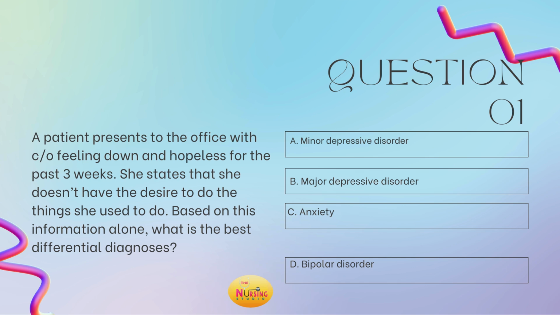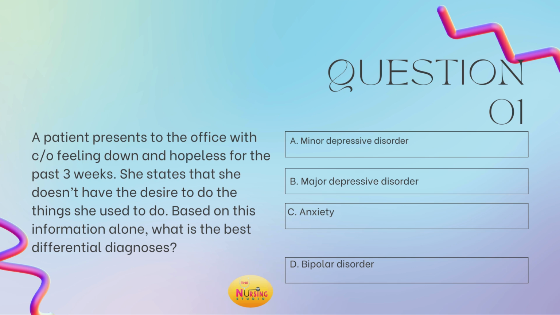All right, I always recommend reading the stem of the question first, so it allows you to slow down to ensure you're answering what is even being asked. So here, the stem of the question states, based on this information alone, what is the best differential diagnosis? So if they're asking for a diagnosis, you want to run it back and look at the assessment findings so that you're able to walk through and come up with your differentials, right? So the patient came into the office and complained of feeling down, hopeless for the past 3 weeks. She doesn't have any desire to do things that she used to do, right? So we're starting to think depression.